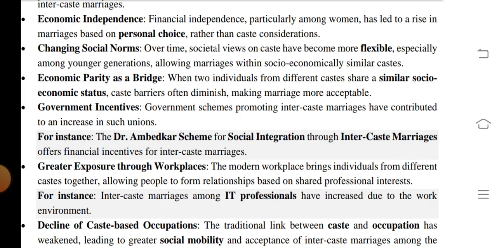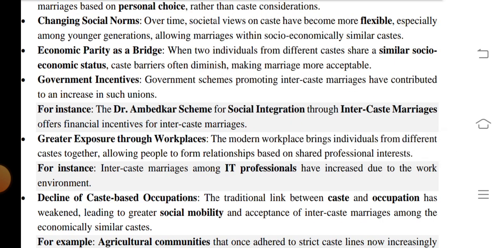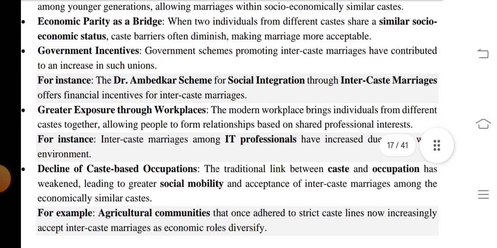Societal views on caste have become more flexible, especially among the younger generations, allowing marriages within the socially and economically similar castes. Economic parity acts as a bridge, bringing individuals from different castes who share similar socio-economic status together. Caste barriers are often diminished, making marriages more acceptable, and government incentives and schemes promoting intercaste marriages have contributed to the increase in such unions.